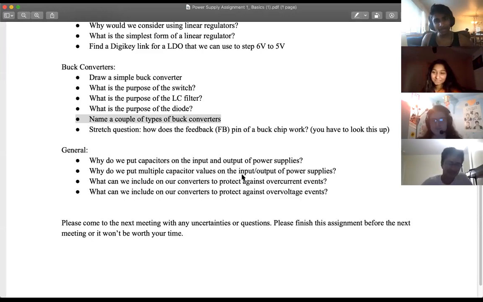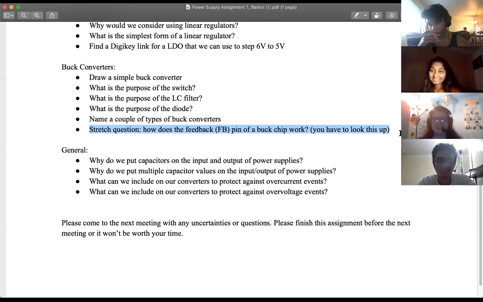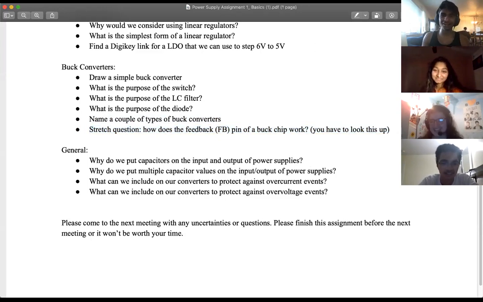All right. Did anyone figure out how the feedback pin of a buck chip works? Google knows. I tried to look it up, but I don't know if what I found was exactly accurate. I told myself I'd go back to that question, never did. Okay, nice. I could just annotate here, I think.